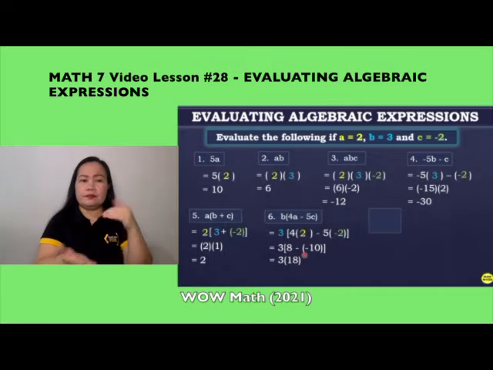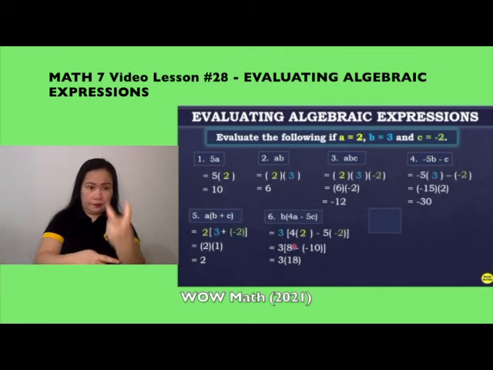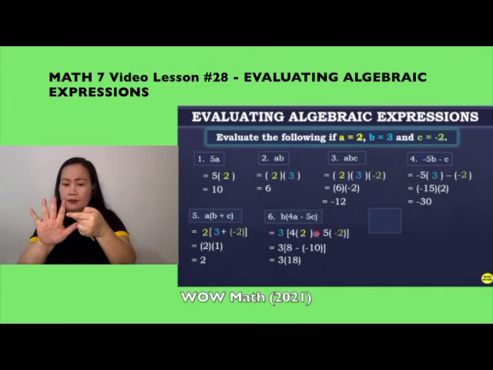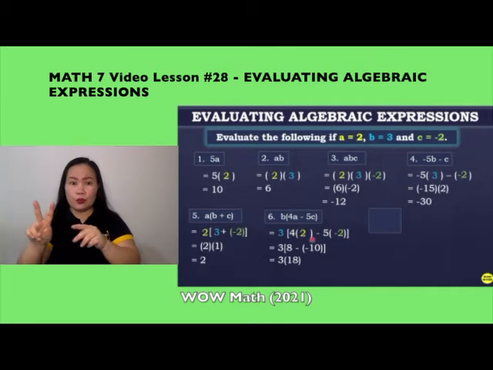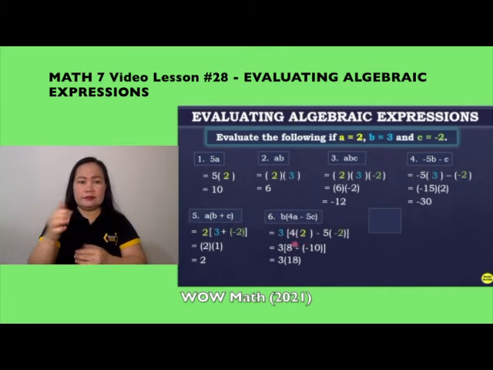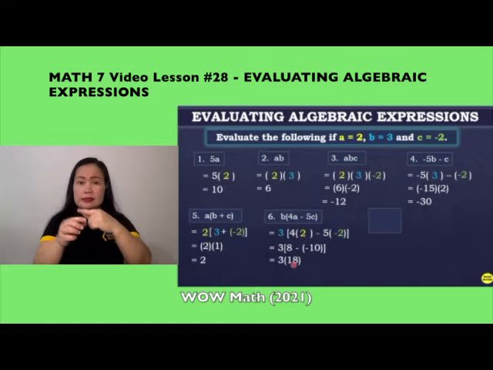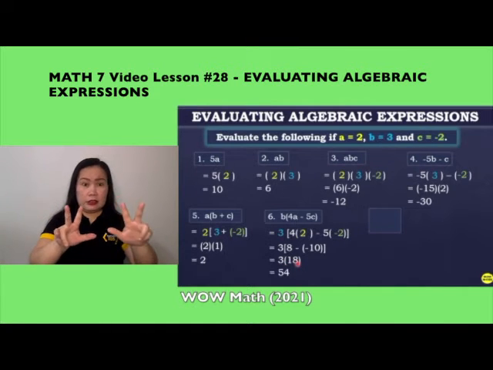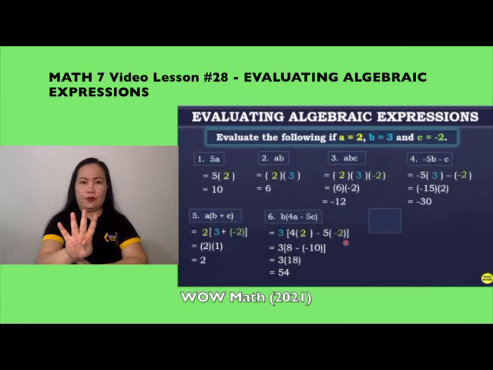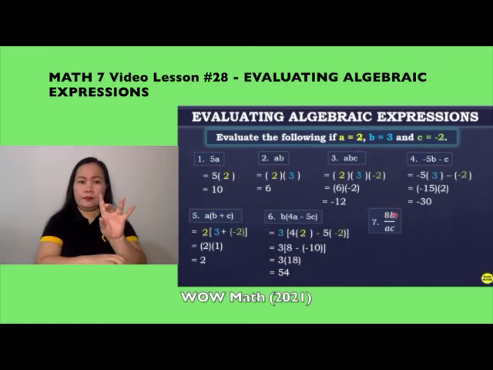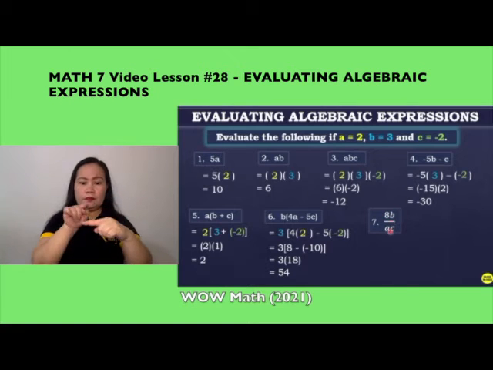Okay, ulitin ko ha. So, 4 times 2, that is 8. Pwede pong diretso na, negative 5 times negative 2, positive 10. Kaya, 8 plus 10, 18. Okay. So, 3 times 18, that is 54. Next. So, I have here a fraction. So, meron tayong 8b divided by AC.